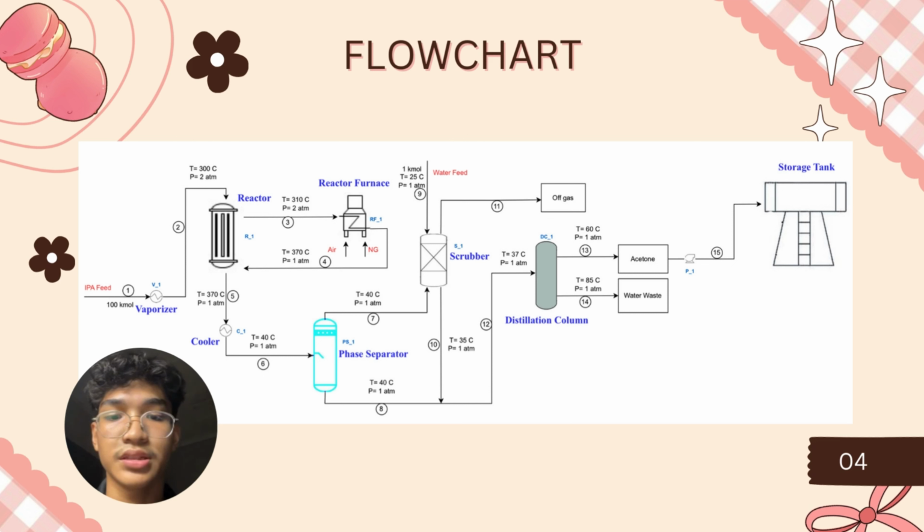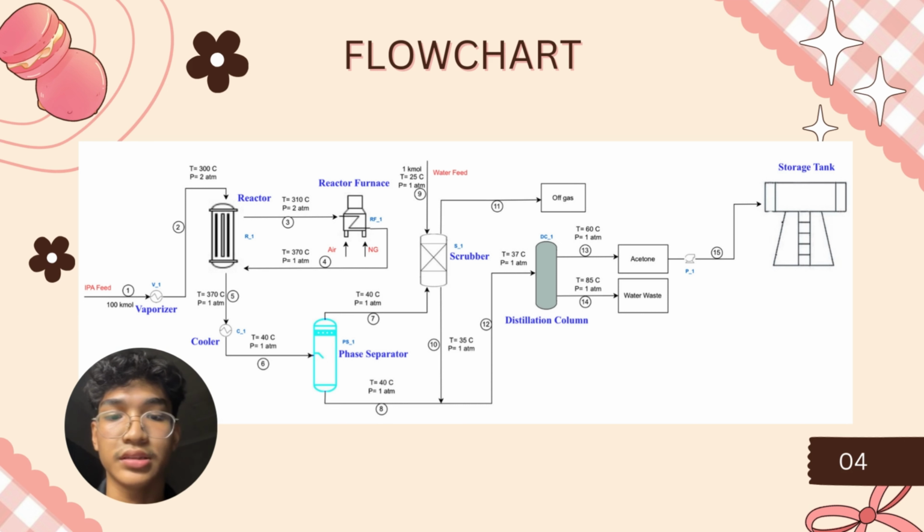The vaporized mixture then moves into the reactor, where the primary chemical reaction takes place under conditions of 310 degrees C and 2 atm. After the reaction, the hot reaction mixture is passed through a cooler, bringing its temperature down to 40 degrees C and 1 atm. This cool stream then enters a phase separator, where the liquid and gas phases are separated.